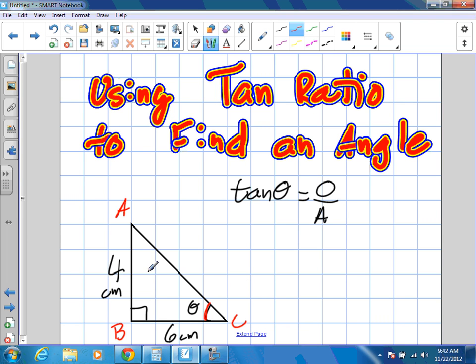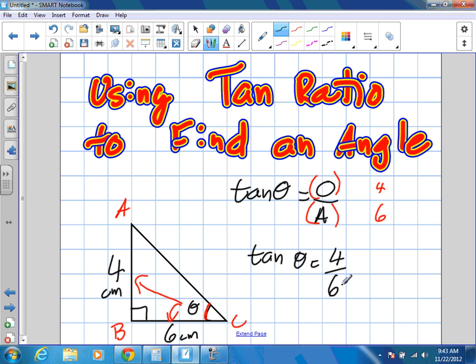In reference to angle C, which of the sides would we consider the opposite? 4, that's right. 4 would be the opposite. Which then means what would be our adjacent? 6. So we're going to replace our opposite with 4. And we're going to replace the adjacent with the value of 6. So we'll now have tan theta is equal to 4 over 6.